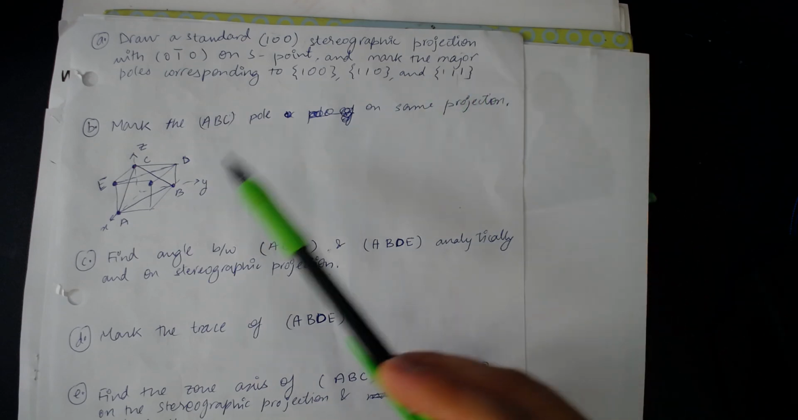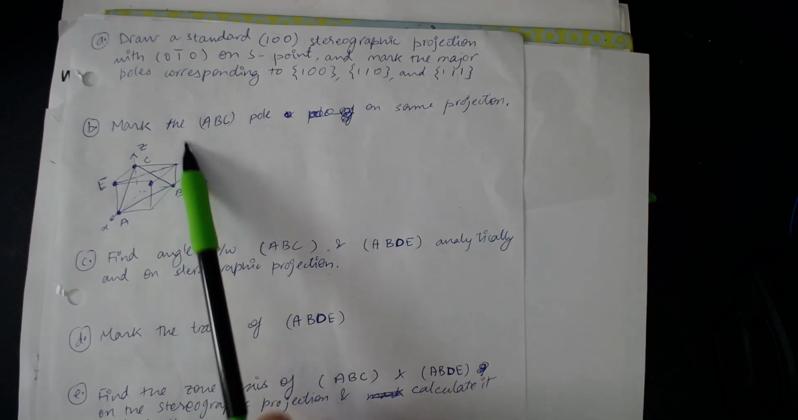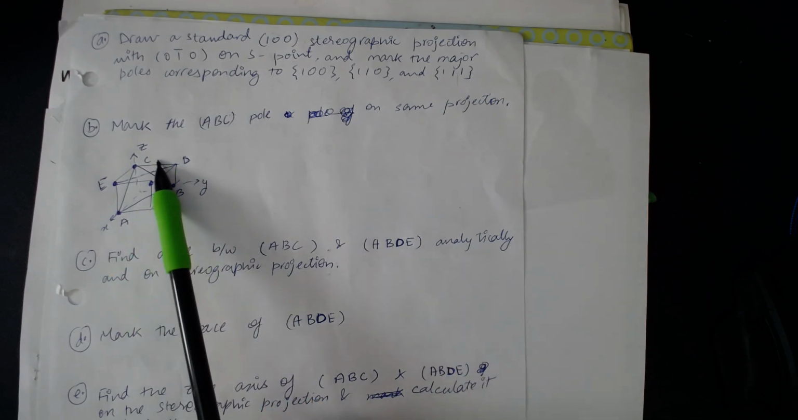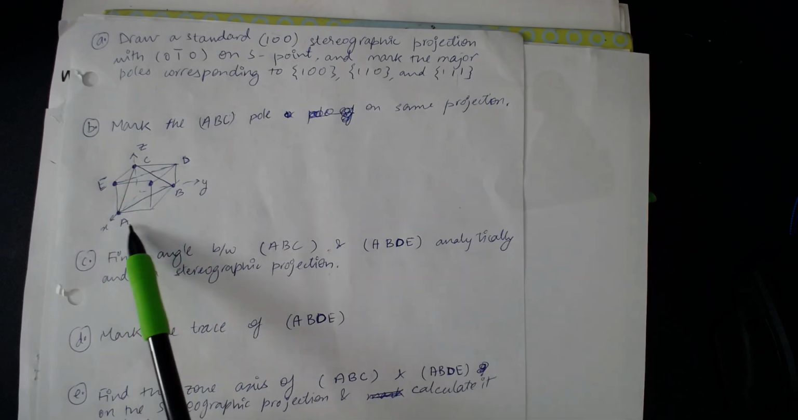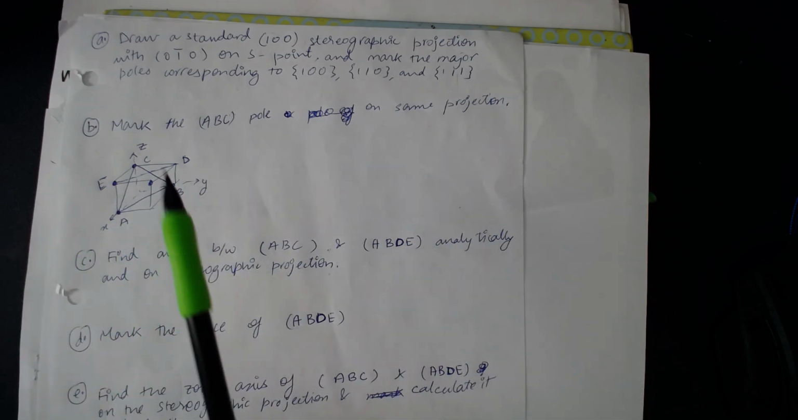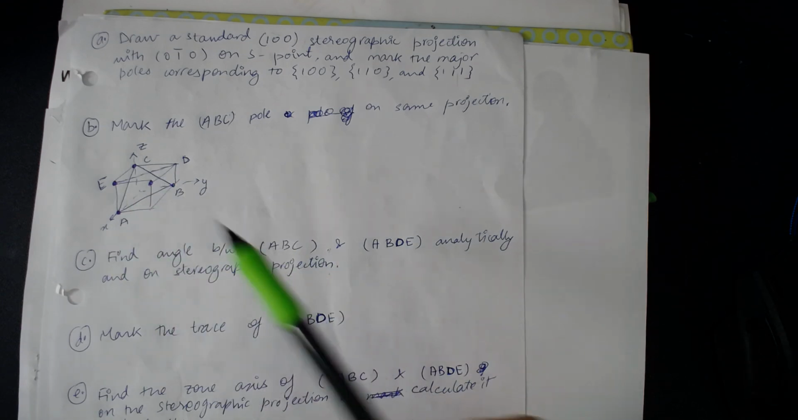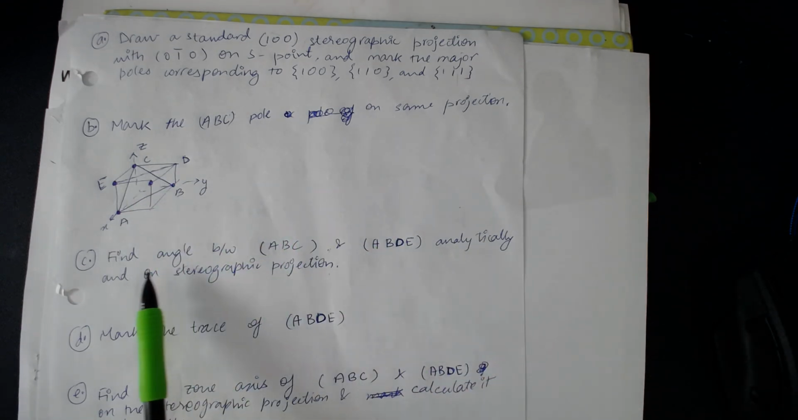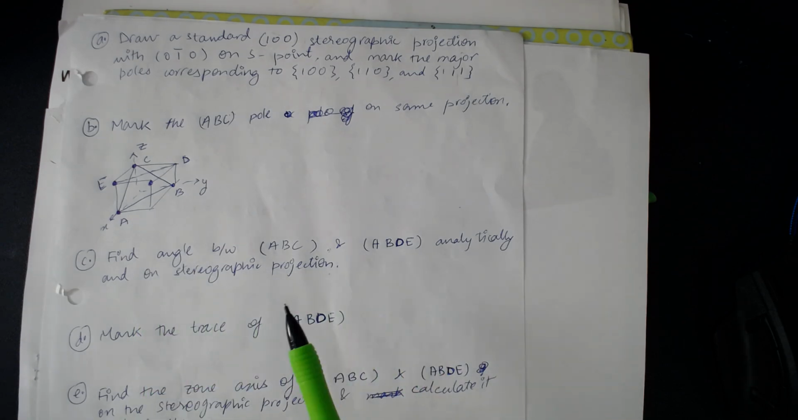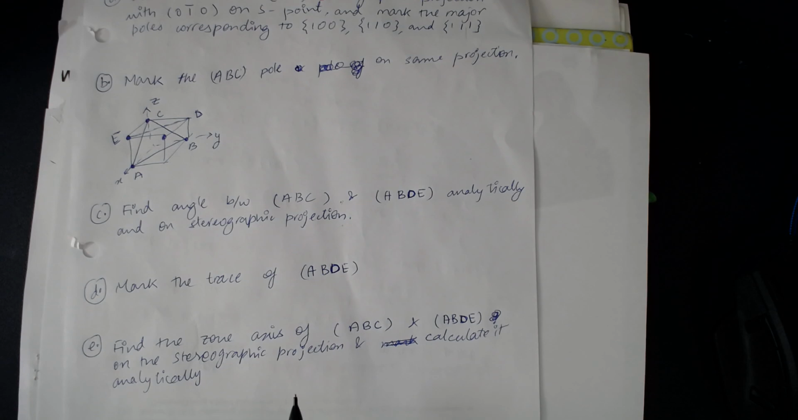After that, now here's something different that we haven't done before. You are first asked to calculate what the ABC Miller index notation would be given the XYZ coordinates, and also the same for the ABDE. You have to find that and then mark it on the same projection. Mark ABC and mark the poles for ABDE. Once you have done that, then you have to calculate the angle between those two planes. Further, you have to draw the trace of ABDE on the stereographic projection, and then you have to calculate the zone axis for ABC and ABDE.